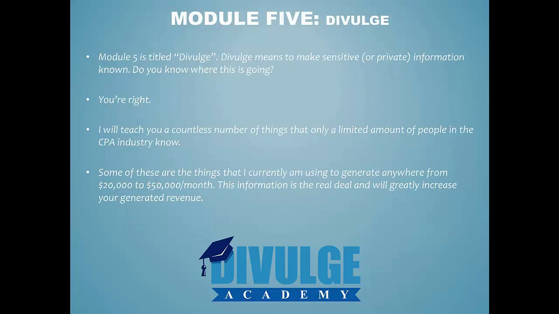And lastly, Module 5 is my favorite. It's titled Divulge. Now, if you didn't already know this, divulge means to make sensitive or private information known. And you probably think you know where this is going, and you're right. I'm going to teach you countless number of things that only a limited amount of people in the CPA industry know. Some of these things that I'm going to teach you are things that I currently am using to generate anywhere from $20,000 to $50,000 a month. The information in this section is the real deal and will greatly increase your generated revenue.